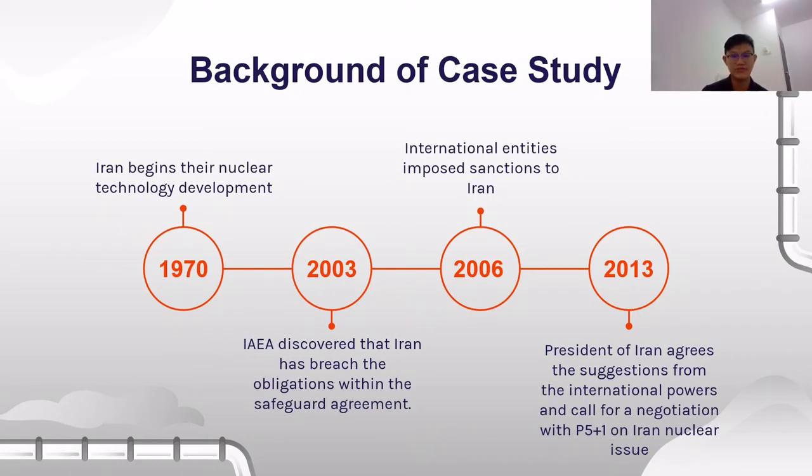In 2003, the president of Iran agreed to the suggestion from the international powers that called for a resumption of serious negotiation within the countries on the Iran nuclear issues. The countries then underwent 20 months of negotiation. The countries mentioned in this part are the P5+1, which includes the 5 countries, China, France, Germany, United States, and United Kingdom, along with the European Union. The aim of the negotiation is to stop the uranium enrichment in Iran.